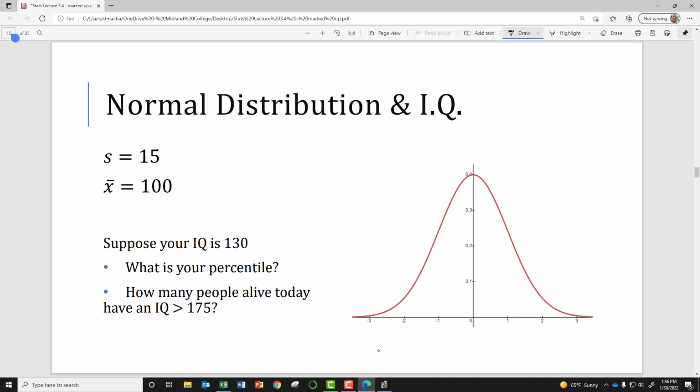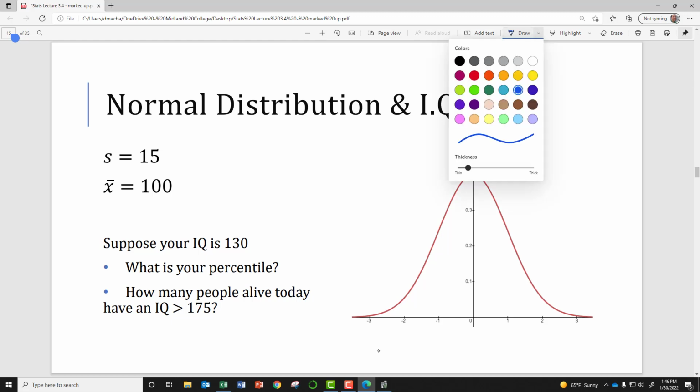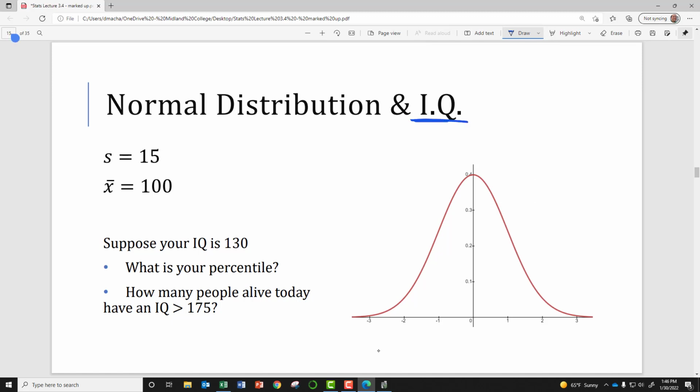Now here's an example. Intelligence quotient, or IQ, was a scale developed specifically so that it would have a mean of 100 and a standard deviation of 15. So the way they create and score IQ tests is to actually hit these two parameters. And so we can use that as an assumption here. We'll suppose that maybe you take an IQ test and you find out that your IQ is 130. We'll ask, what is your percentile?